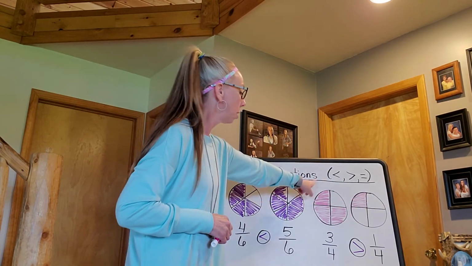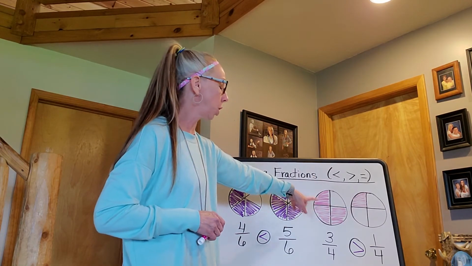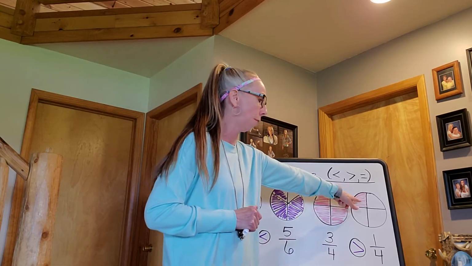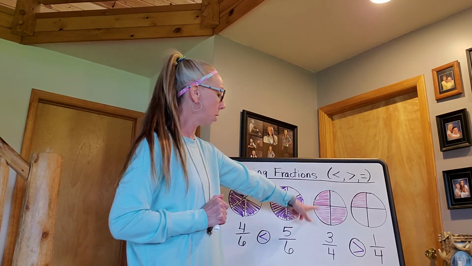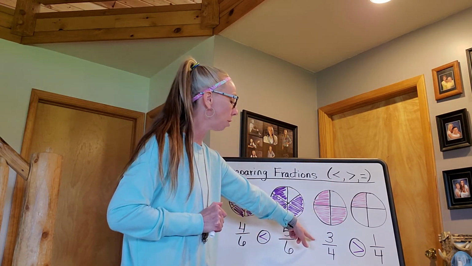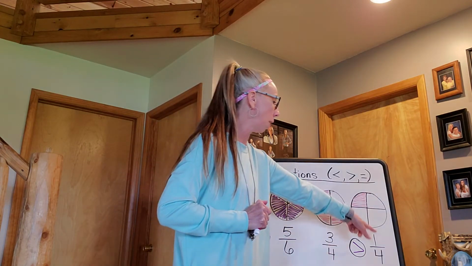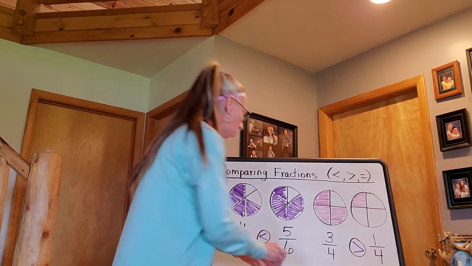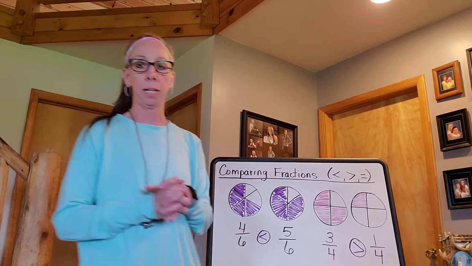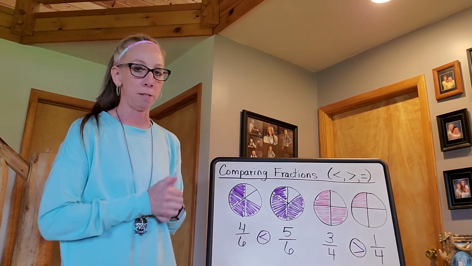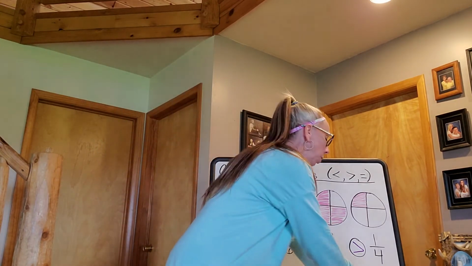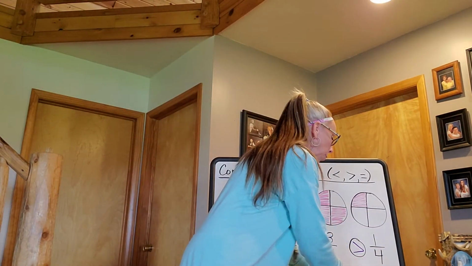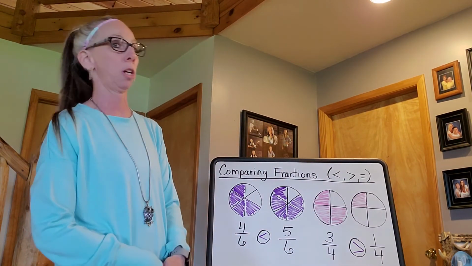So again, there are 3 pieces colored in, and you can visually see more of this circle is colored in than that one. So this fraction, 3/4, is greater than 1/4, just as we proved it there. So that is what you're going to be doing this week: comparing fractions, less than and greater than. And remember, you can always refer back to your fraction strips, because you can prove it on there just like we proved it with a picture.